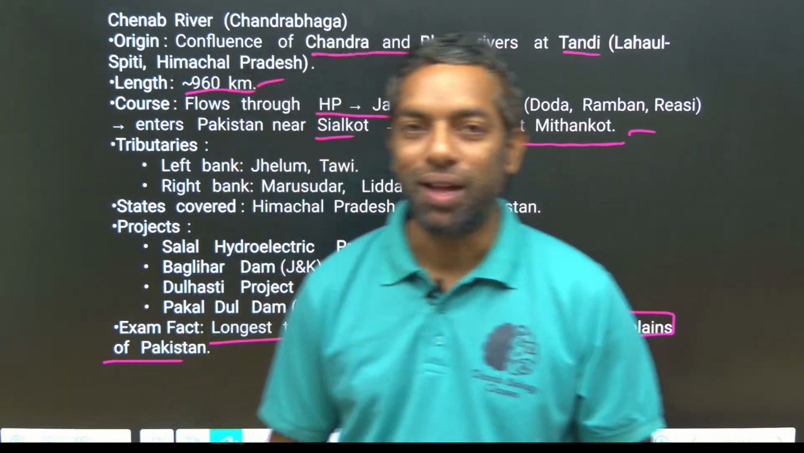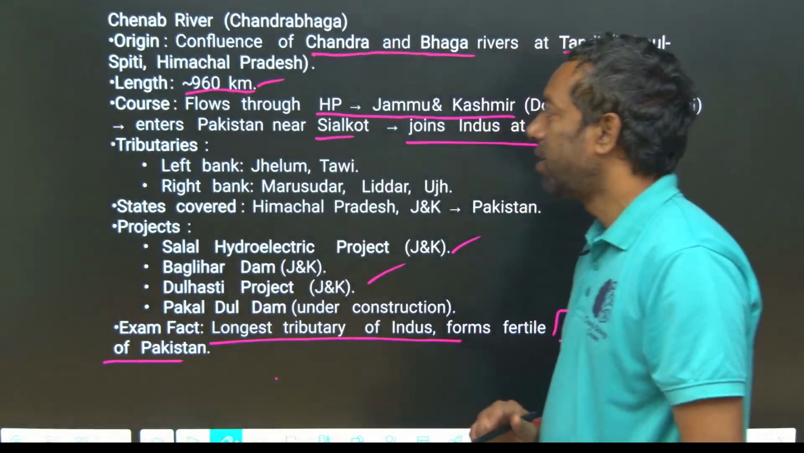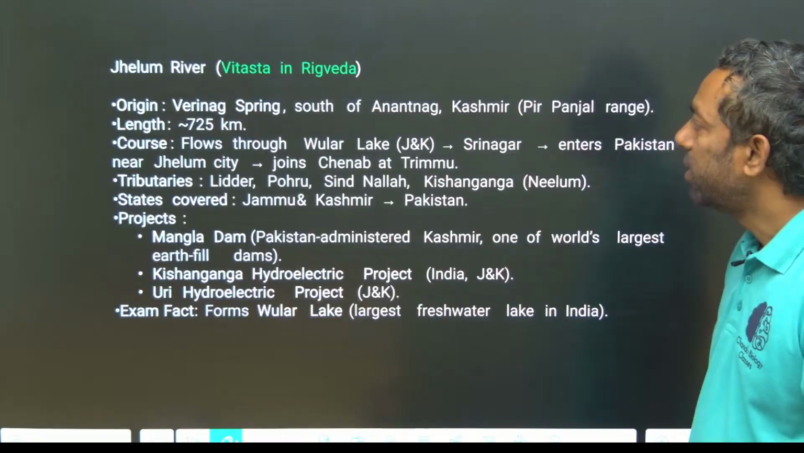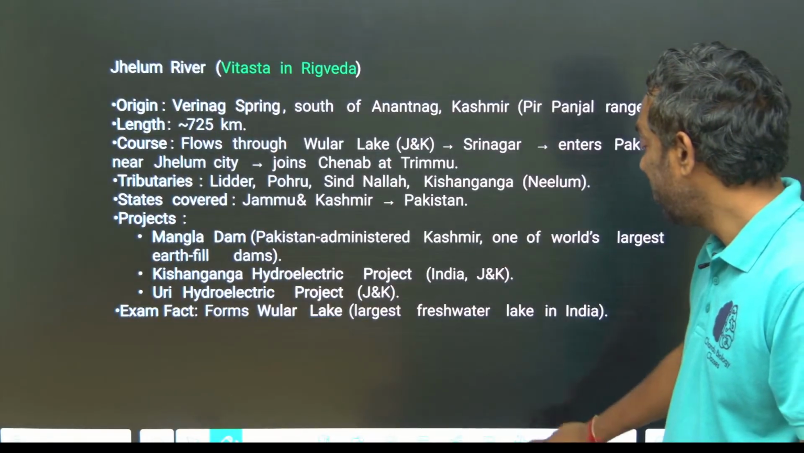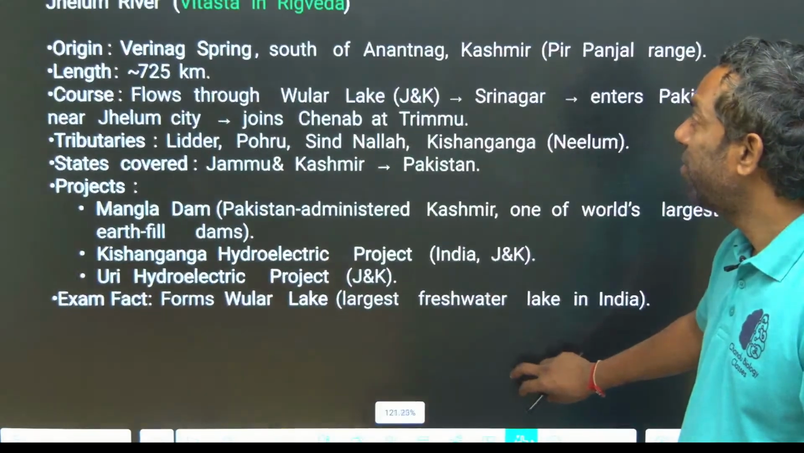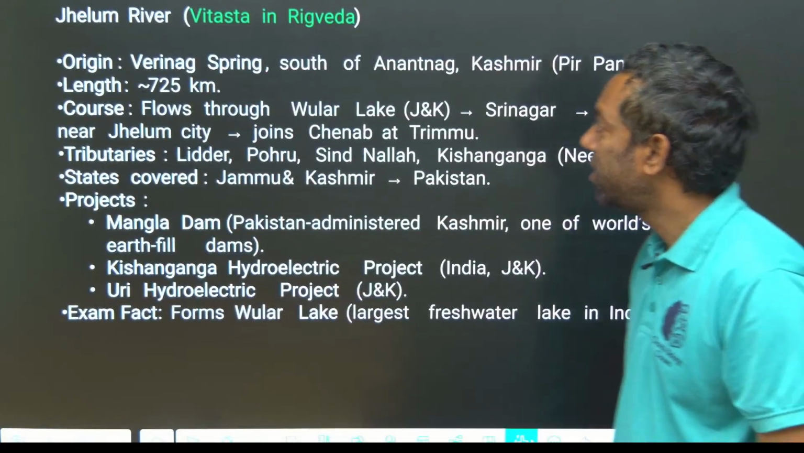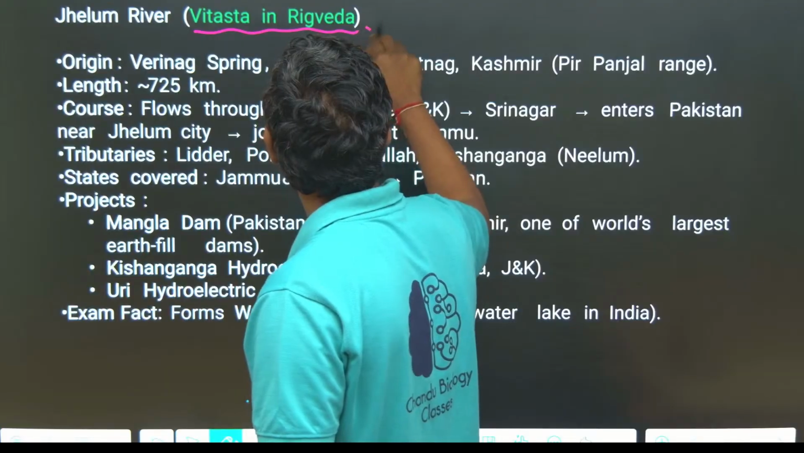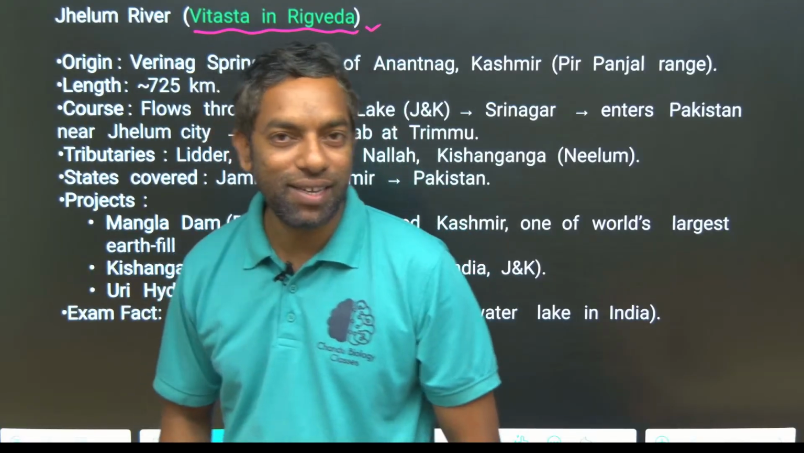I hope you guys understand. 960 kilometers. Next, Jhelum. Jhelum has the name Vitasta in the Rigveda. Sindhu is Indus.